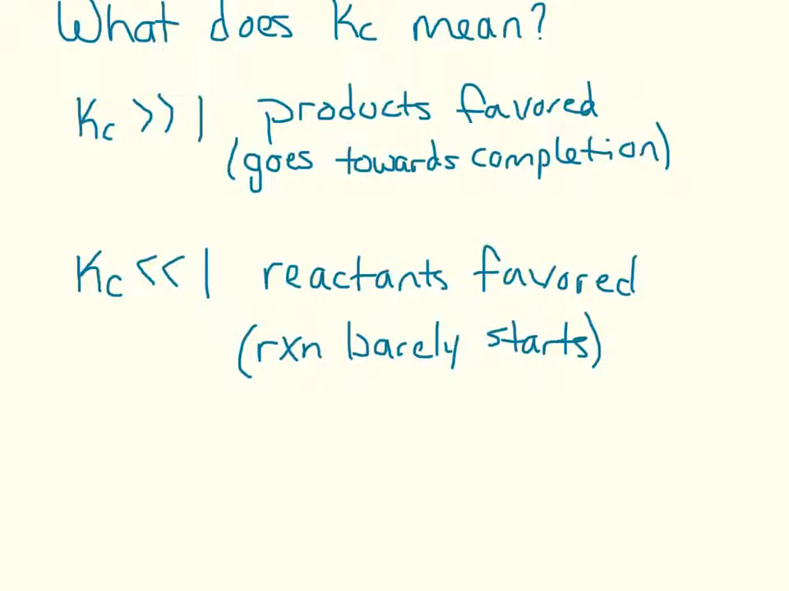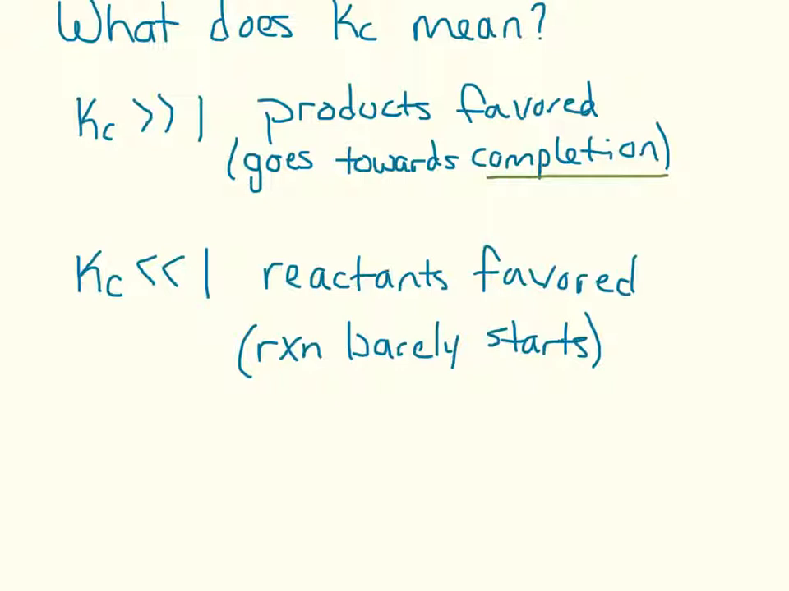So what does the Kc value actually mean? If the value you calculate is above 1, like we saw, 49.4, that means our products are favored, because the larger concentration is on top of the expression. Therefore, the equilibrium lies towards the product side, and the reaction tends to go towards completion. The previous reaction with 49.4 is above 1, therefore we are favoring products and tend to go towards completion.